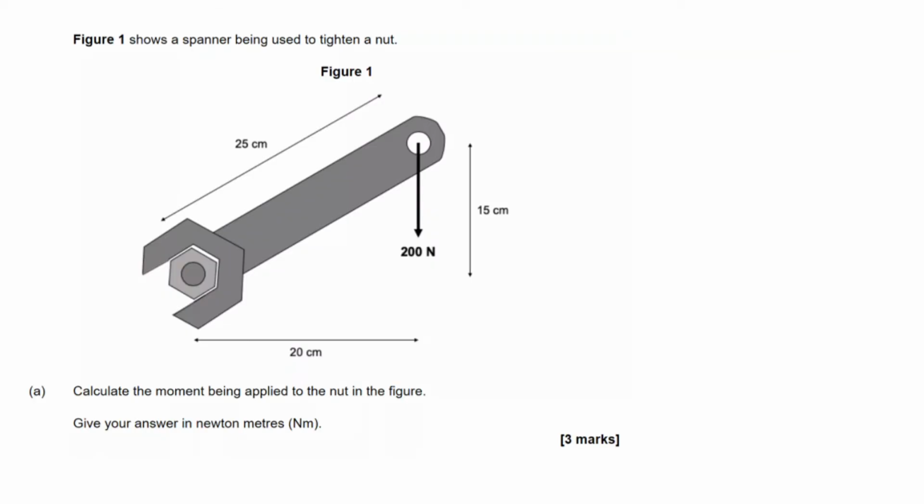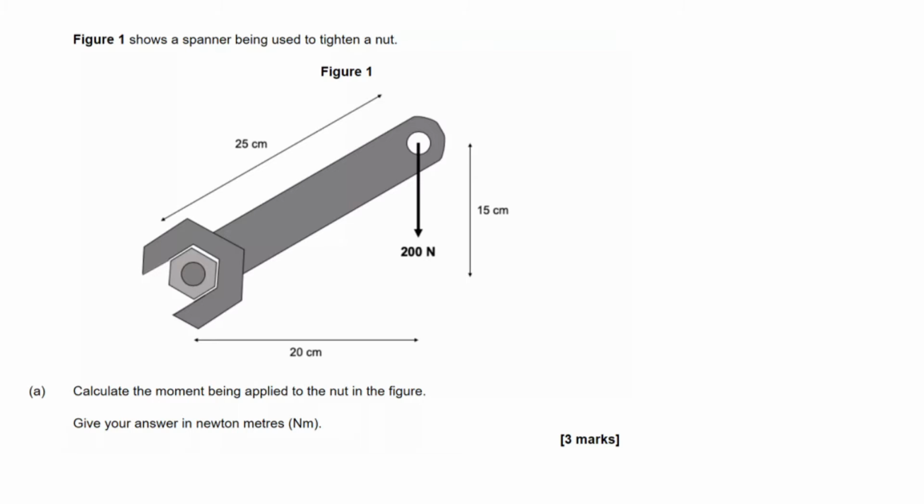Alright, so let's answer this question. The diagram shows a spanner being used to tighten a nut. Calculate the moment being applied to the nut in the figure. Give your answer in newton meters. This is 3 marks. So the question is asking for the moment, but remember the equation is force times the perpendicular distance of that force to the pivot.